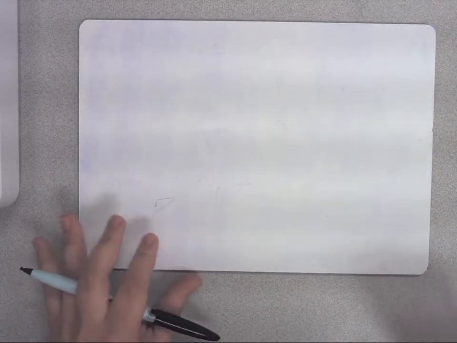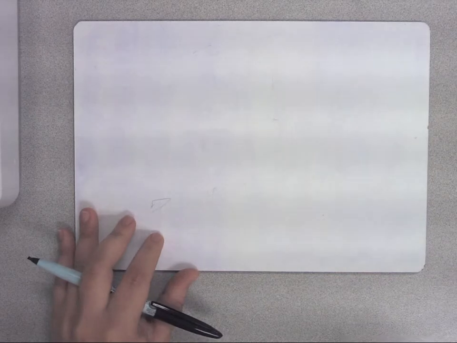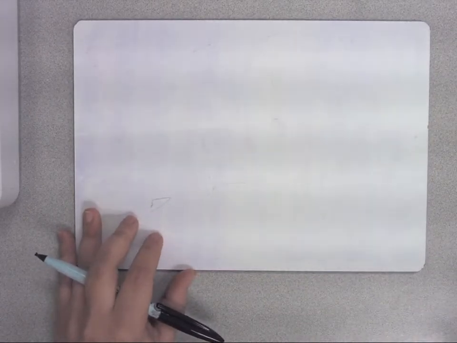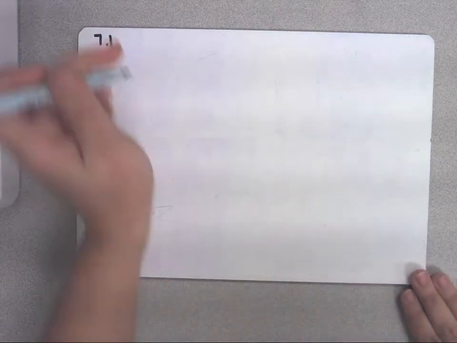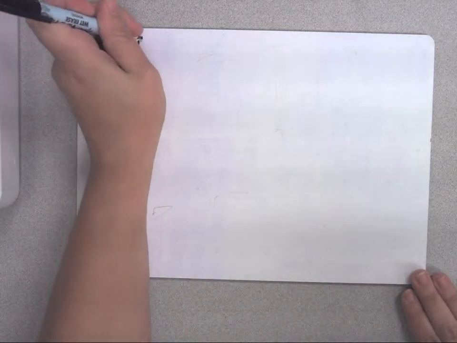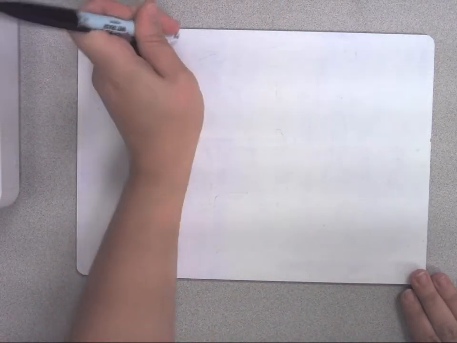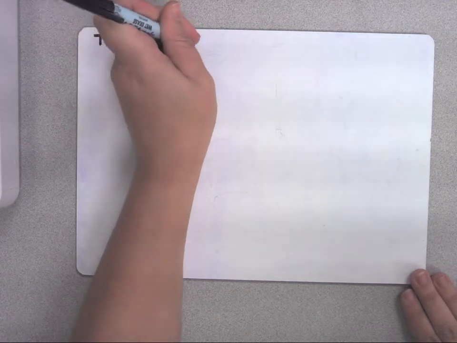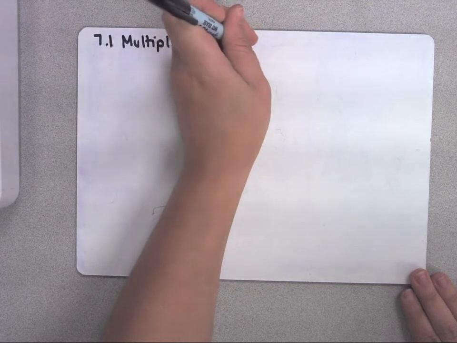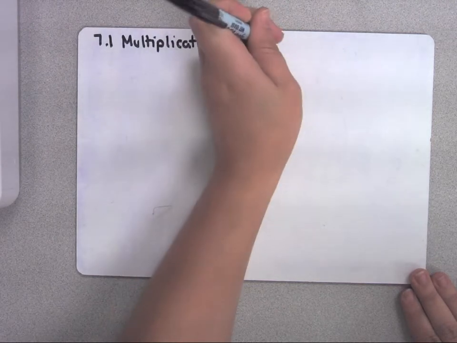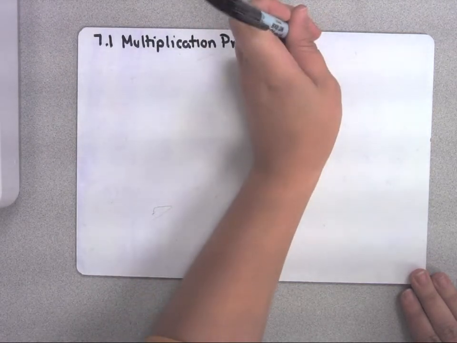Okay, so chapter 7, we are going all the way in order. We are talking about exponents for the most part. We will talk about a special type of function halfway through, but we'll get there. So to start with, 7.1 is called multiplication property of exponents.